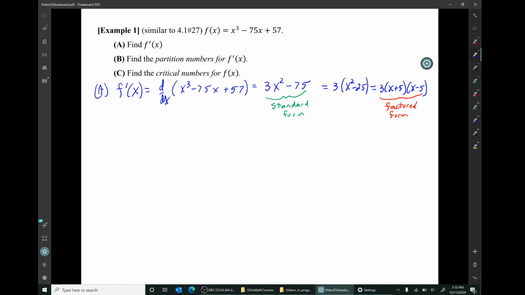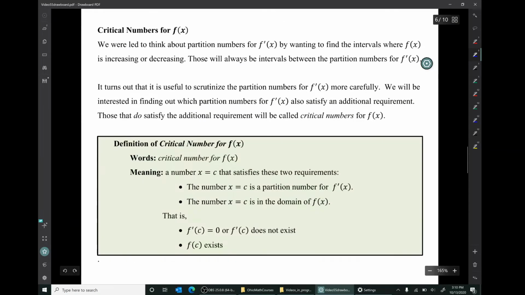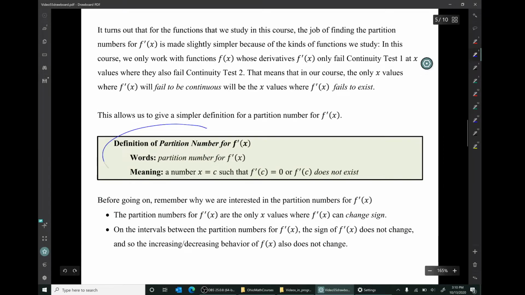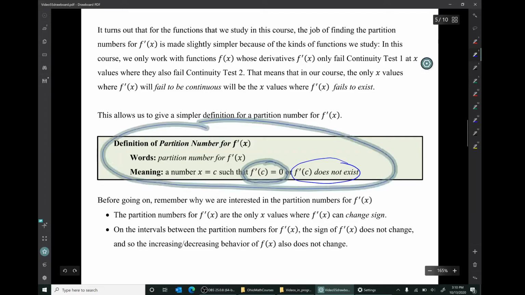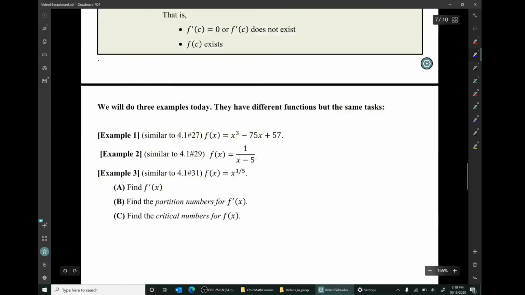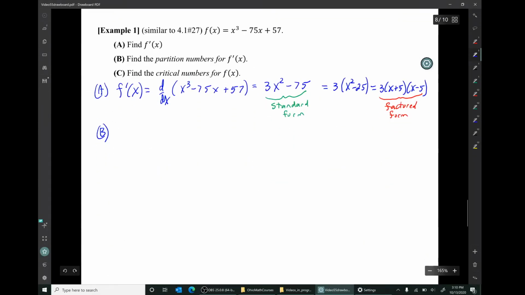All right, let's do question B now. Find the partition numbers for f prime of x. Now remember what that means. A partition number for f prime of x is a number x equals c such that f prime parentheses c equals 0, or f prime parentheses c does not exist. Well, notice that our f prime of x is a polynomial, so there are no bad x values. There are no x values that cause f prime of x to not exist.